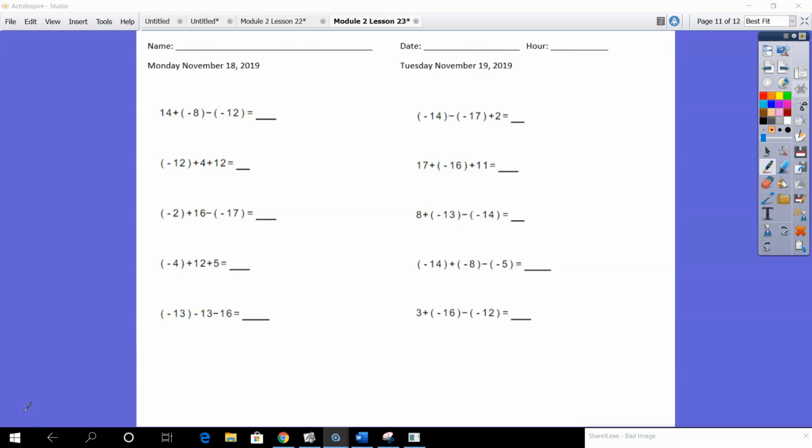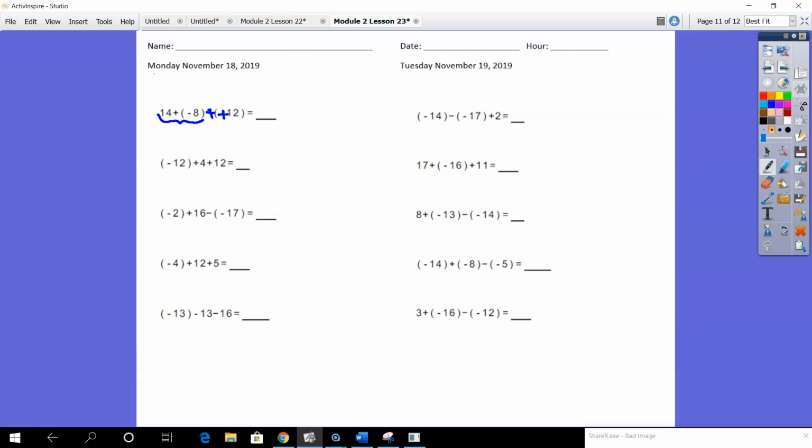Okay, so in our first one, we see we have addition, but then we have a subtraction. So the first thing that we want to do is change subtraction to addition. So that's going to be addition. And then that means we're taking the additive inverse of the next thing. So instead of a negative 12, we're going to have a positive 12. So then we're going to combine this. So 14 plus a negative 8.